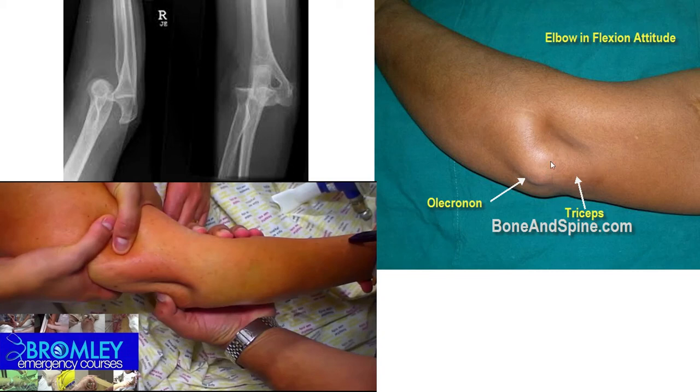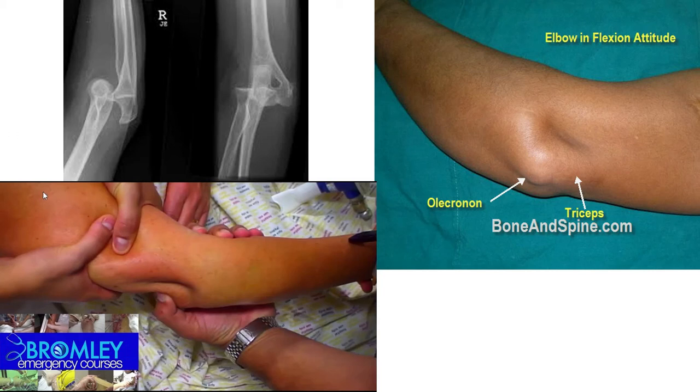just below this. Due to the dislocation, the olecranon and triceps will become prominent, and that will form a reverse triangle. The medial condyle and the lateral condyle, and this will be a reverse triangle. Okay, it is found in elbow dislocation.